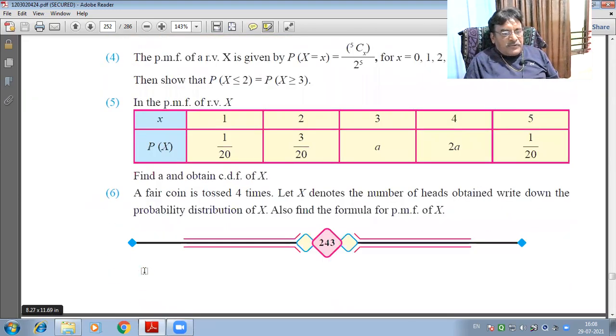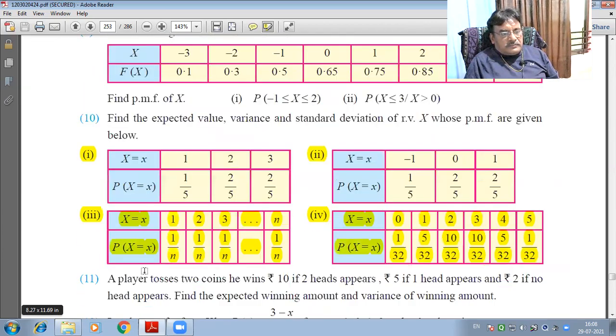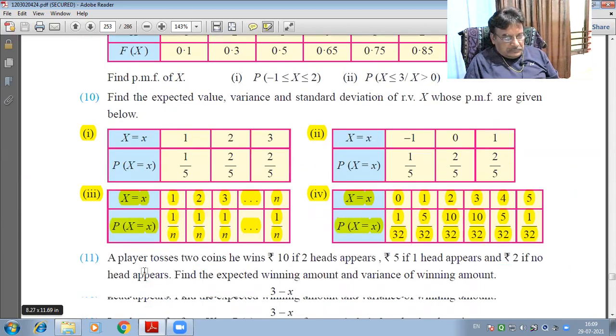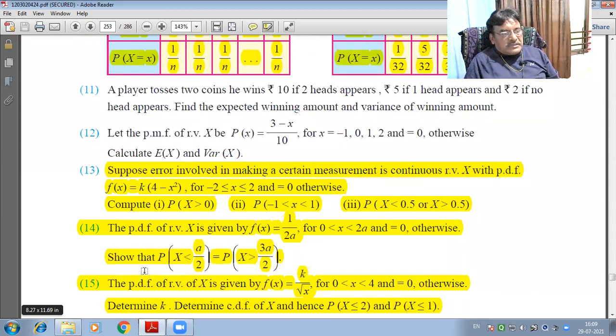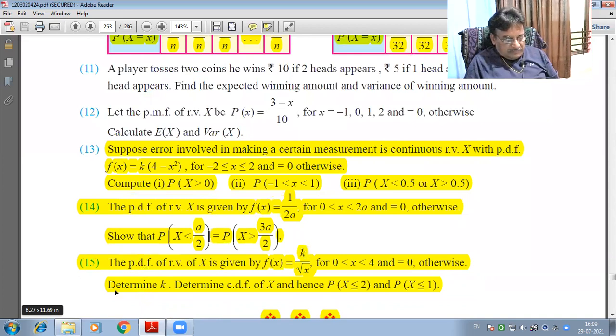Page number 244. Problems 13, 14 and 15 are deleted. Sorry, these are deleted: 13, 14, 15. That is three problems. Problem number 13, problem number 14, problem number 15 are deleted.